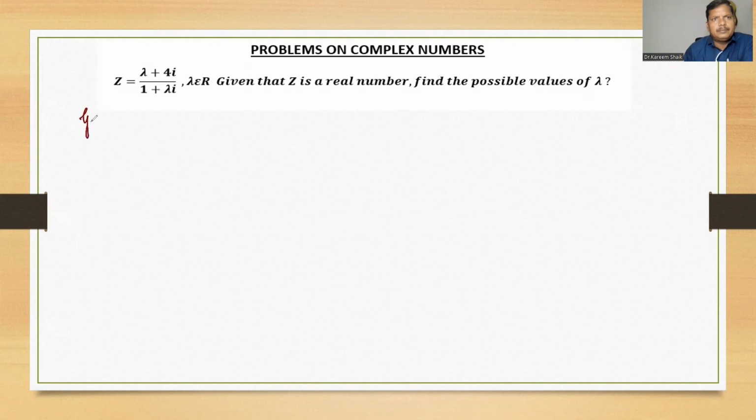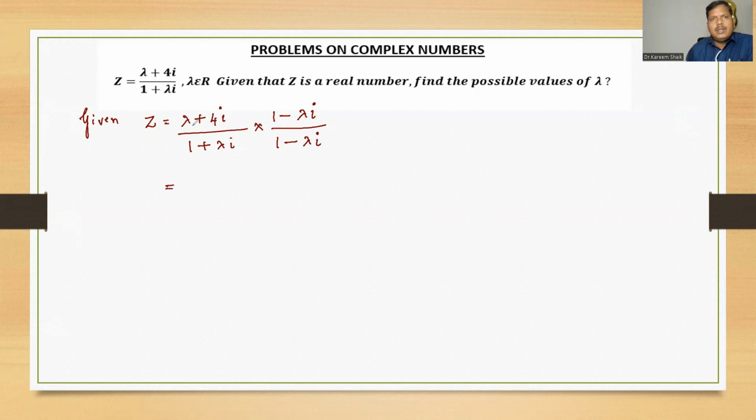Given Z equals lambda plus 4 iota upon 1 plus lambda iota. I want to rationalize the denominator by using the conjugate of 1 plus lambda iota. So we have to multiply by 1 minus lambda iota upon 1 minus lambda iota.